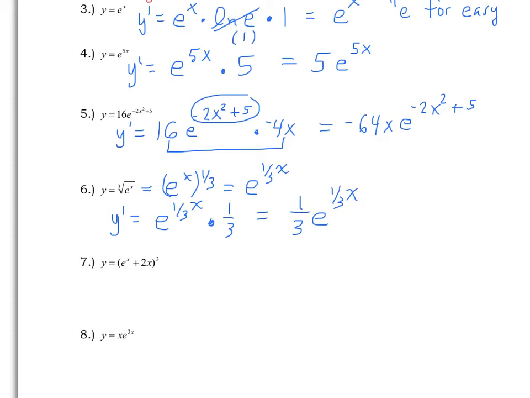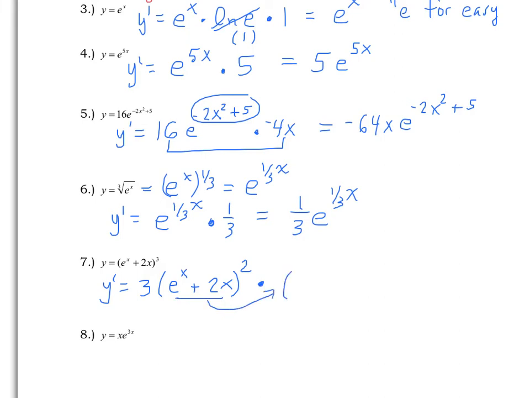Next example, we're going to need our chain rule here because we have a quantity raised up to a power. We have an inner and an outer function. So this is where we're going to find the derivative of the outer function. So to do that, I'm going to multiply this 3 down in front. I'm going to carry along the inside, and my new power is 2. And now I have to chain along the derivative of this inside.